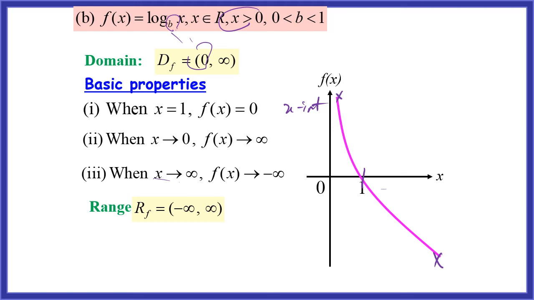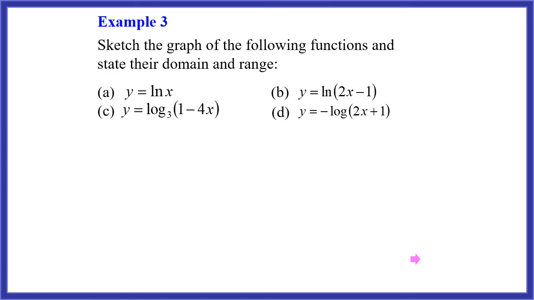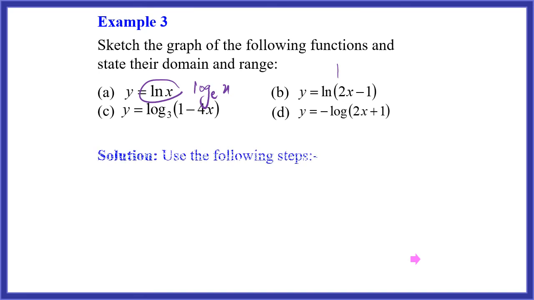Okay, let's see a real example. Example 3: sketch the graph of the following functions and state the domain and range. We have natural log of x, meaning log to the base e of x. Then natural log of 2x minus 1. Then log to the base 3 of 1 minus 4x, and y equals negative log to the base 10 of 2x plus 1. If we don't have any base here, it means we are using the common log. The common log is log to the base 10.